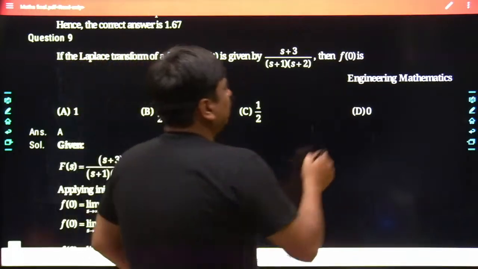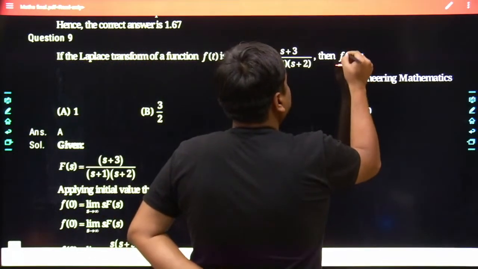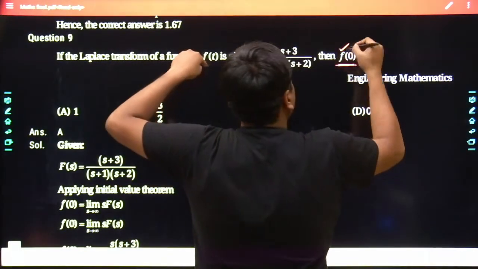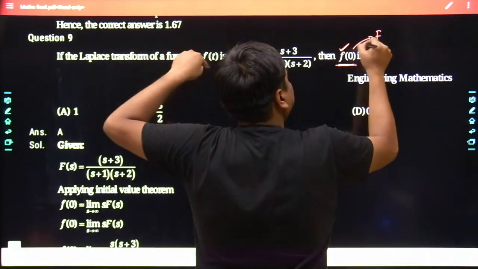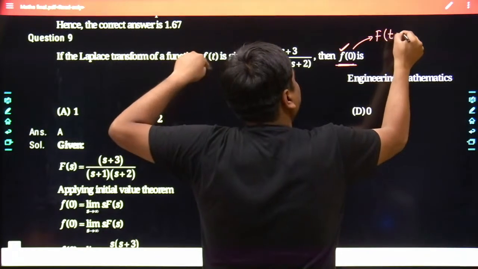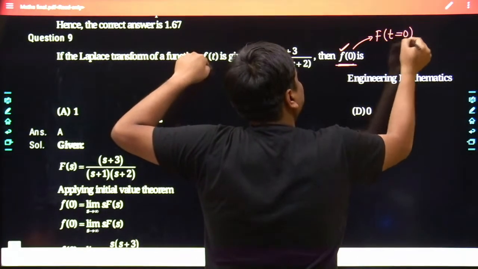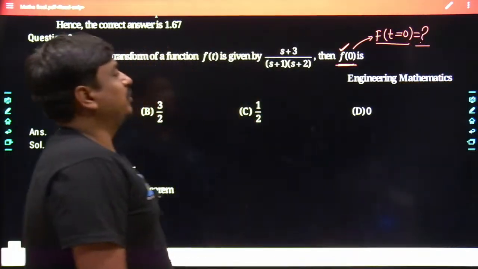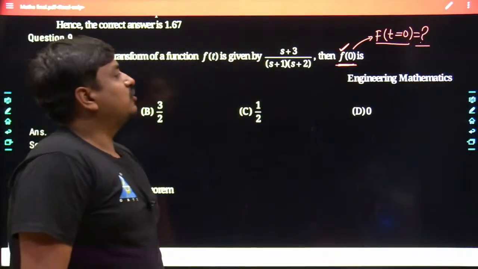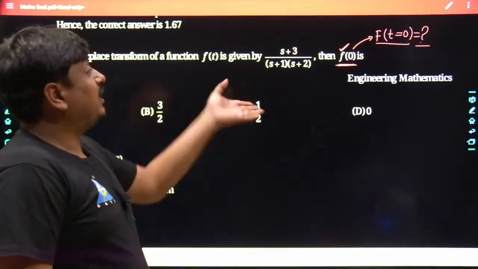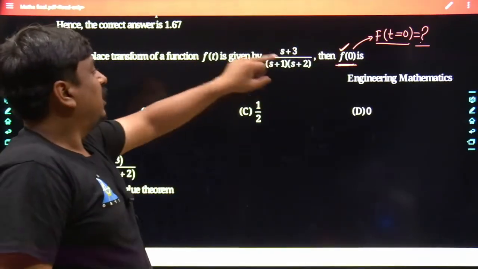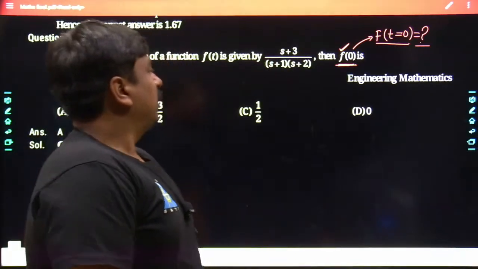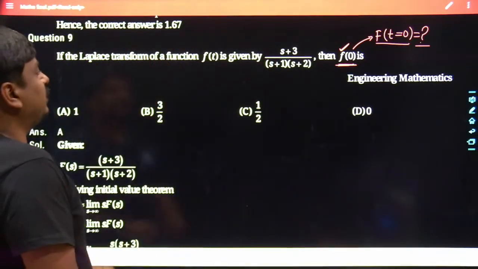What does it mean by f(0)? My dear friends, f denotes a function in the time domain, and hence f(0) indicates you need to find the value of the function at t equals 0. Nobody should have any doubt, because many students would think that they want to calculate the value of the function at s equals 0. No, my dear friends, it is the value of the function at t equals 0.